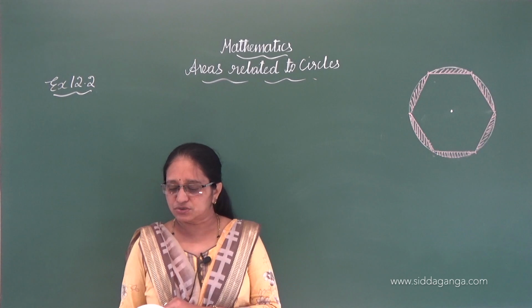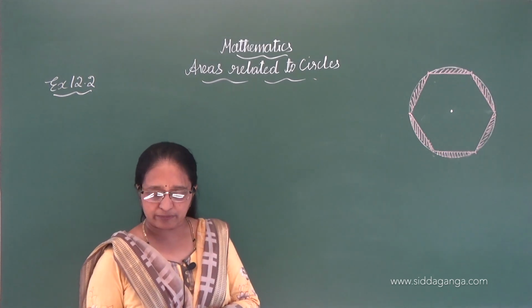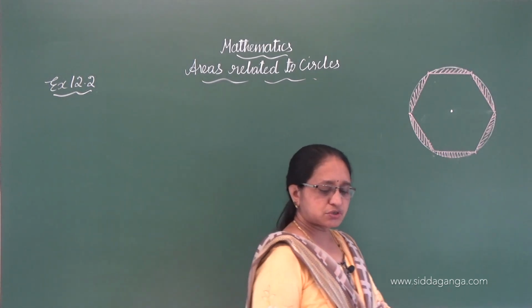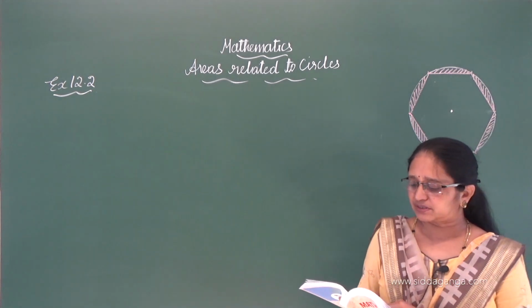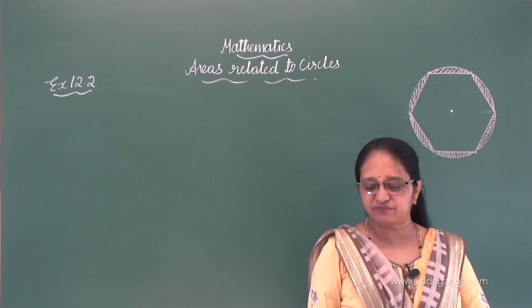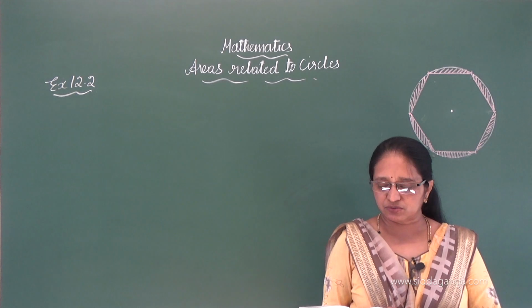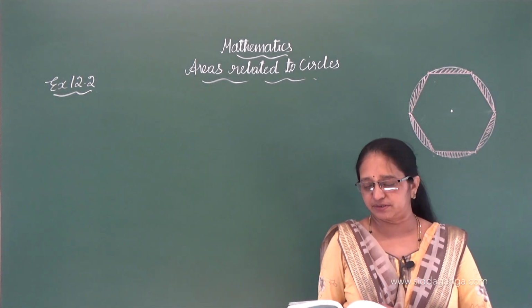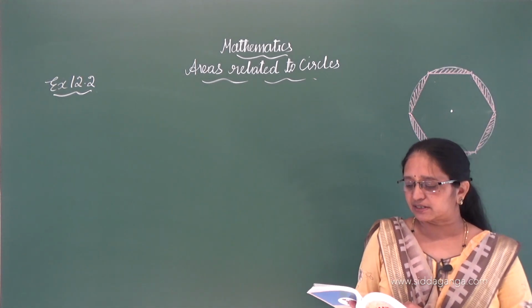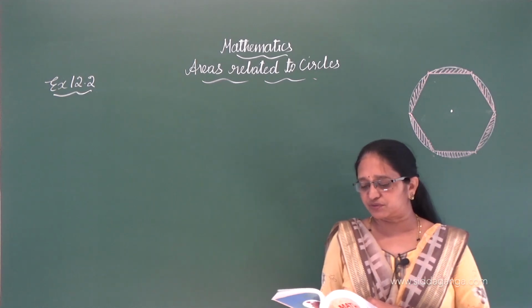So a car has 2 wipers which do not overlap. Each wiper has a blade of length 25 centimeter sweeping through an angle of 115 degree. Find the total area cleaned at each sweep of the blades.